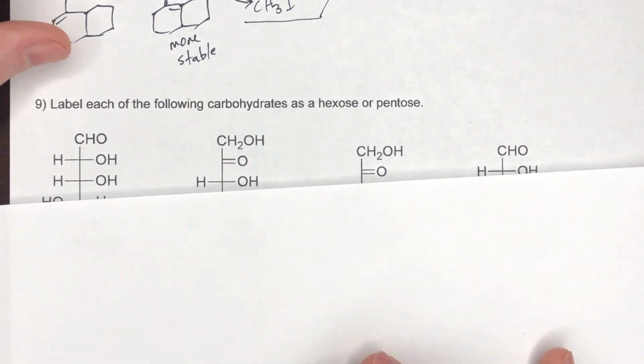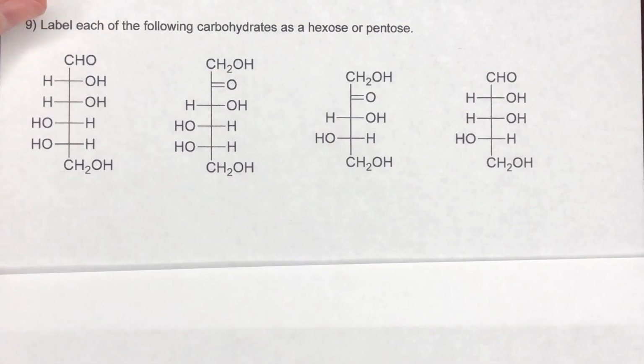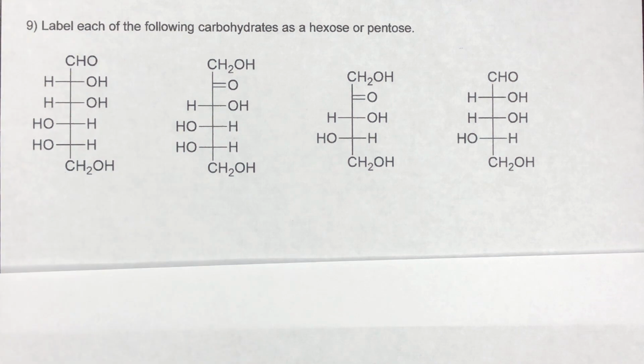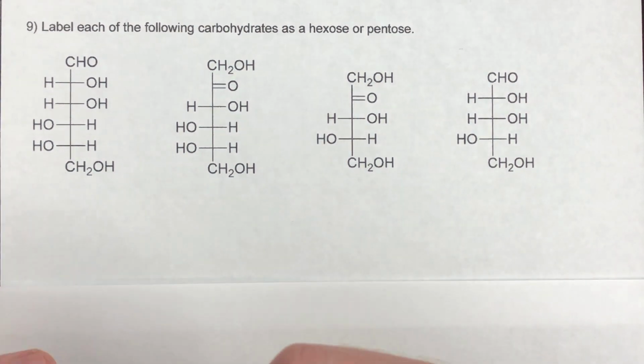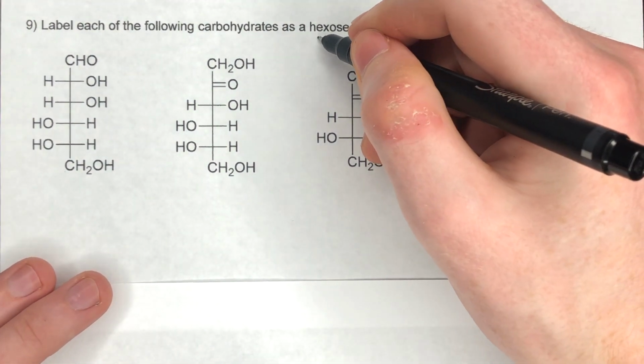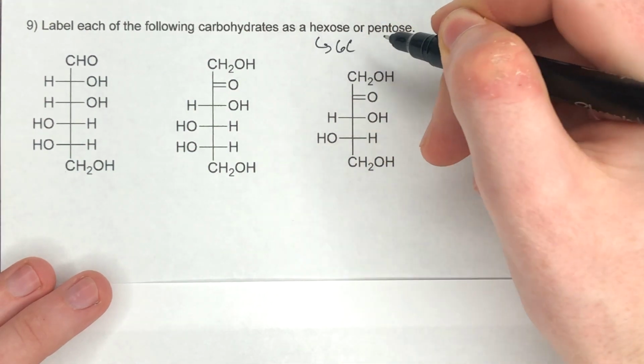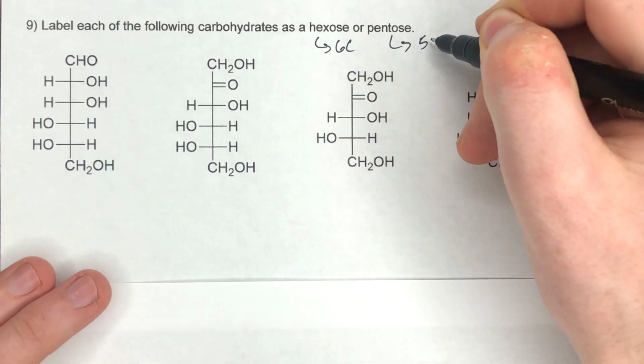All right, that is that one. Let's move on to question number 9 here. Label the following carbohydrates as a hexose or pentose. Hexose, as the name suggests, is a 6-carbon sugar, and pentose is a 5-carbon sugar.